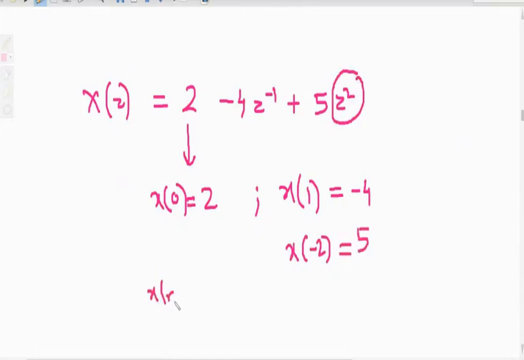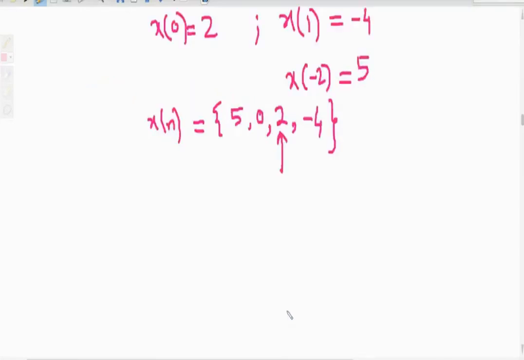So now what will be your x of n sequence? X of n sequence is, we have to start from the negative values of n. 5, 0, at -1 there is no value so 0, then at x of 0 there is value 2, x of 1 has value -4, and arrow at 2. So this is our x of n sequence. So this is how we can determine the inverse Z transform from given x of z.